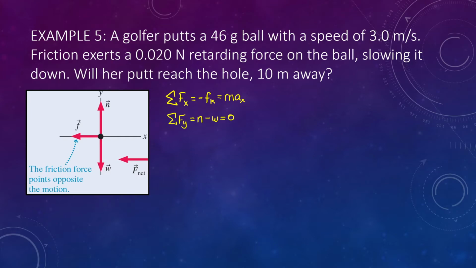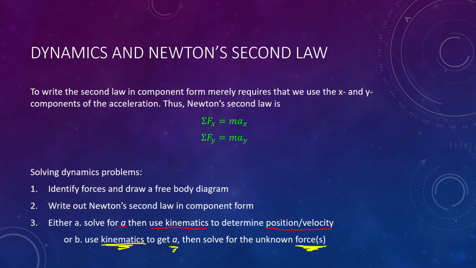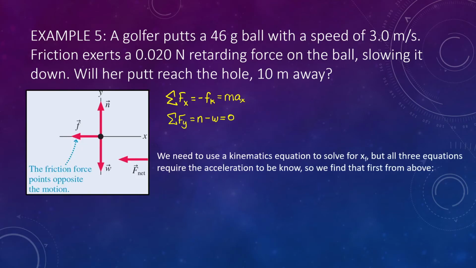At this point, we go to step 3, trying to solve the problem. Well, let's go back to our problem-solving strategy for a second. In this case, we are asked to determine how far away the ball goes, right? Does it reach the hole? So in this case, we are looking for a position. So if that's the case, we need to first solve for a, then use kinematics to determine the position and velocity. So we need to first solve for the acceleration.